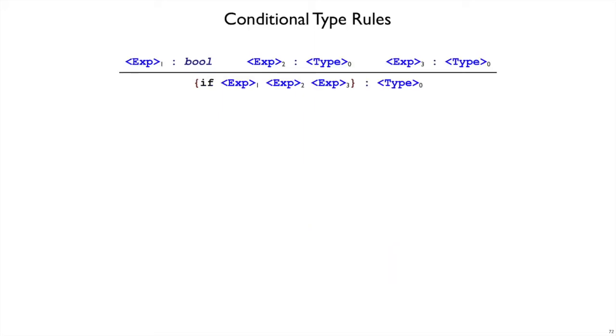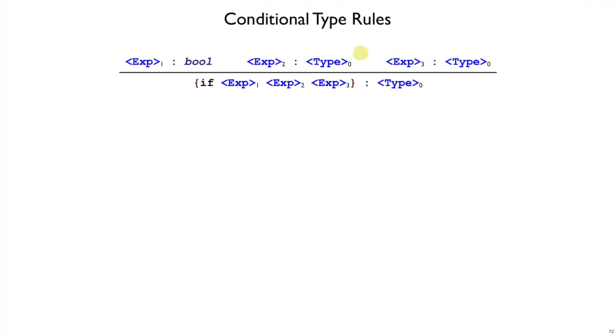Here's the general rule. It says if you've got an if expression with some test, some then, and some else, get the type of the test and make sure it's bool. Get the type of the then, and well, it's something. We don't have to say exactly what it is, but we'll say it's called type sub 0. And get the type for the other expression, and let's say that that also has to be type sub 0. The fact that we use the same name here, type sub 0, implicitly means that these must be the same type. That's how this notation works.